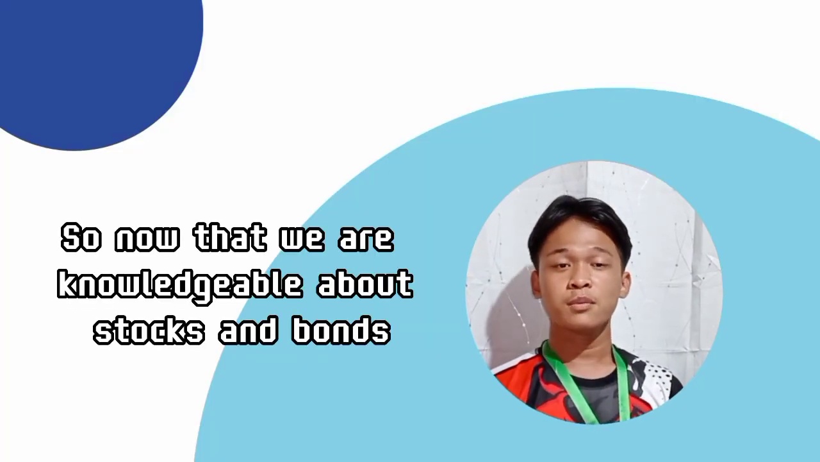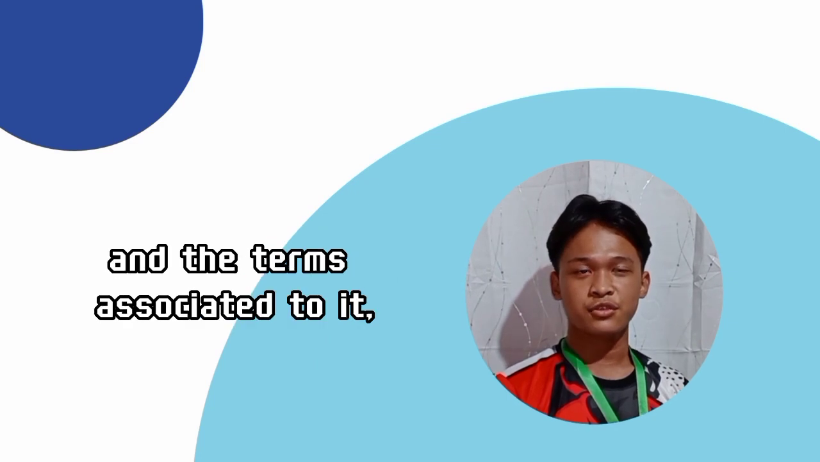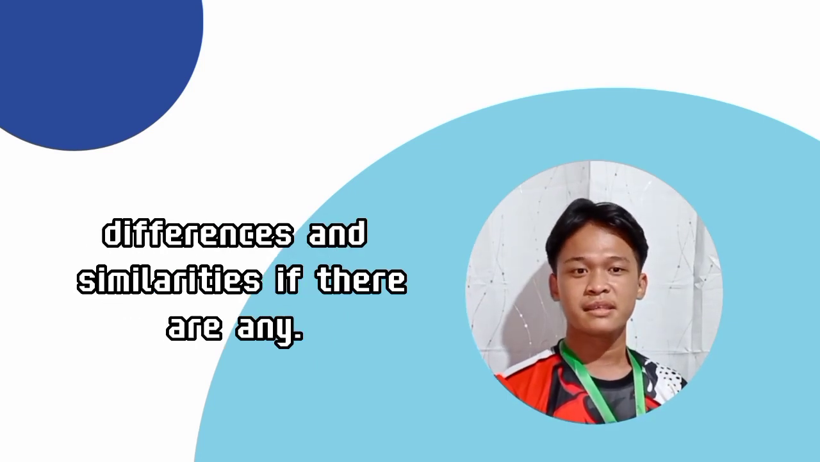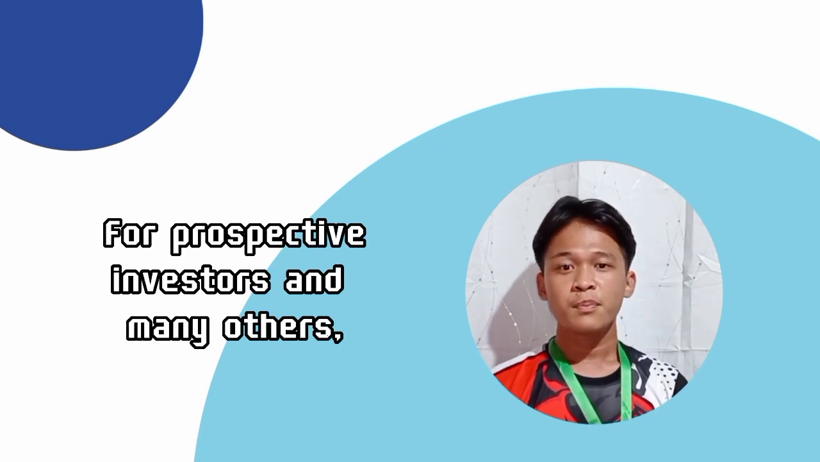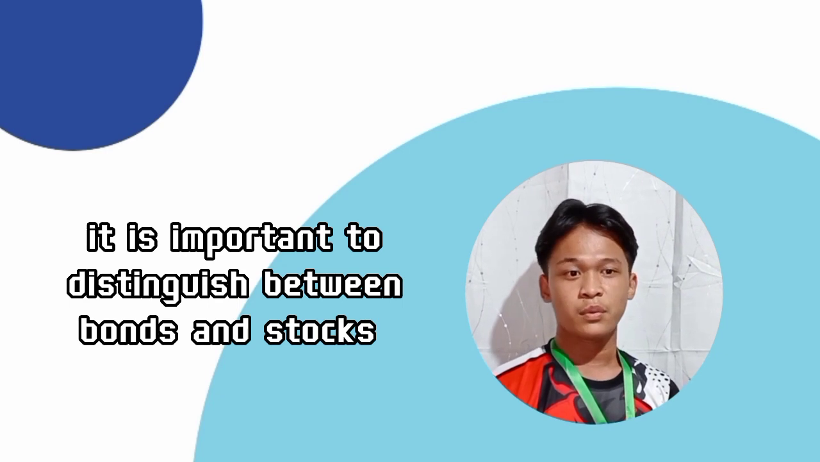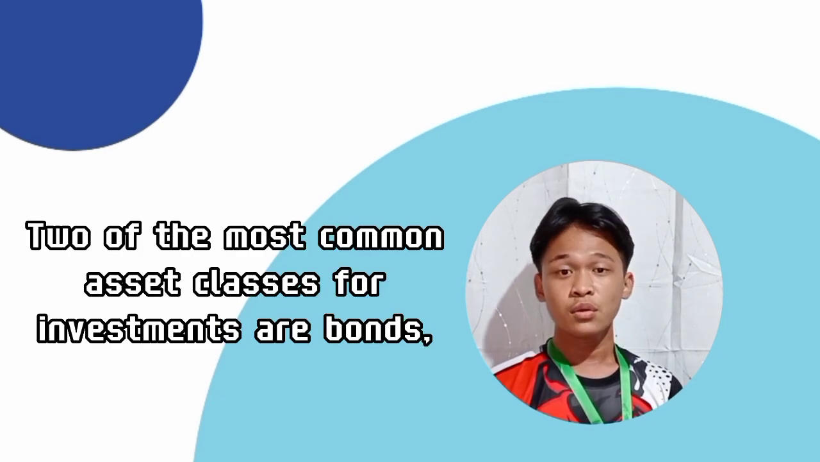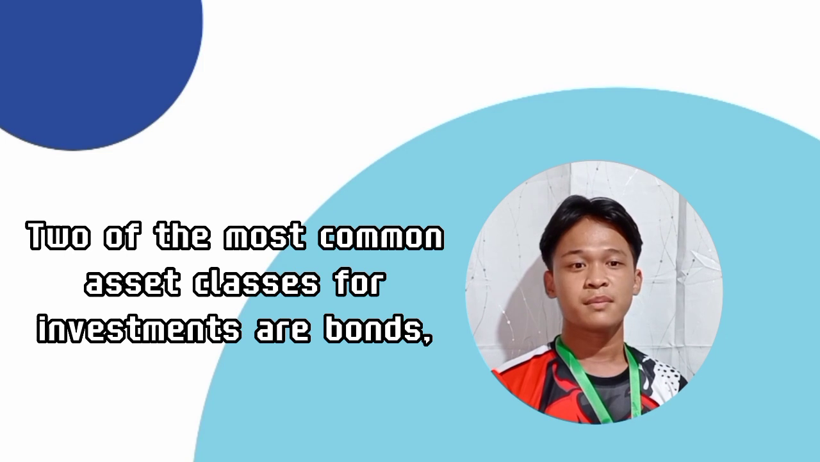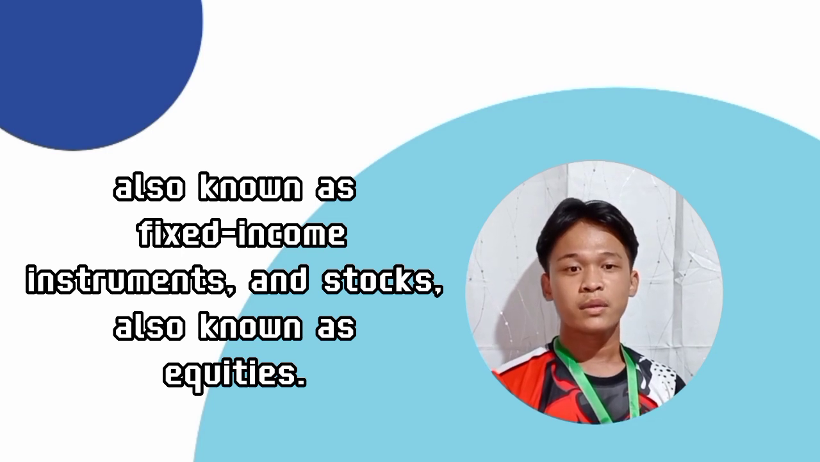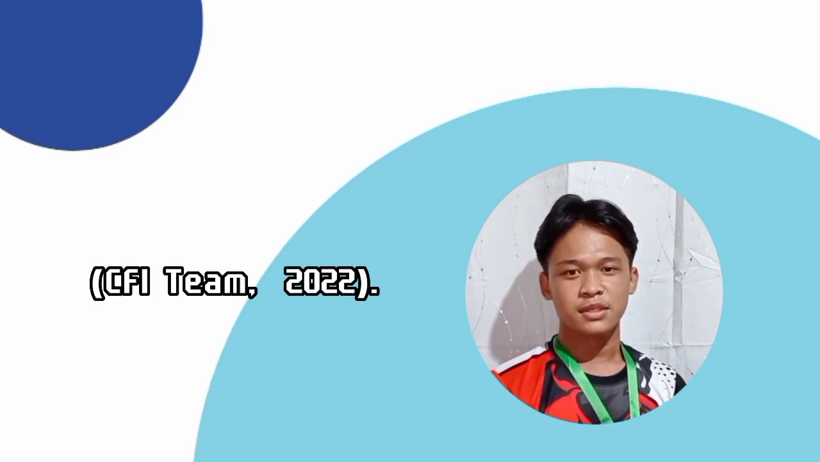So now that we are knowledgeable about stocks and bonds and the terms associated with them, we are now going to identify their differences and similarities, if there are any. For prospective investors and many others, it is important to distinguish between bonds and stocks. Two of the most common asset classes for investment are bonds, also known as fixed income instruments, and stocks, also known as equities, CFI Team 2002.